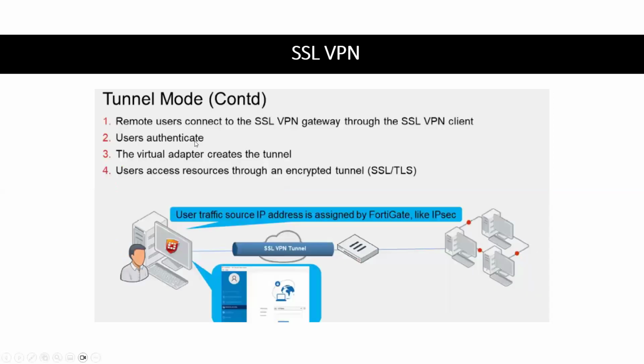Okay, and here's a quick look of how that traffic flow looks, right? So again, based on how you configure your SSLVPN settings, same thing, they'll get the FortiClient VPN client. They'll go ahead and authenticate. The FortiSSL virtual adapter creates the tunnel. Boom, tunnel is created, and now they can go ahead and access resources. Simple enough.